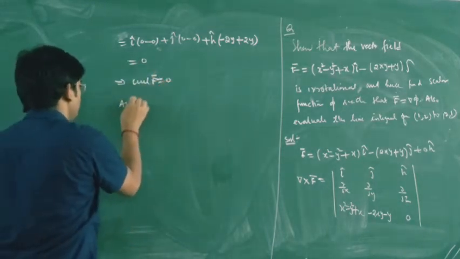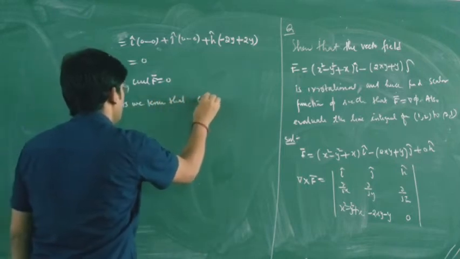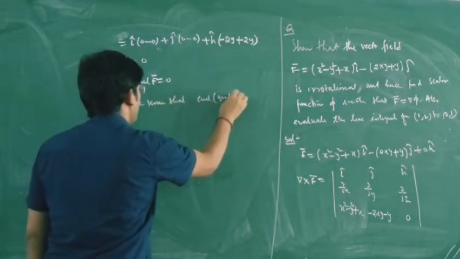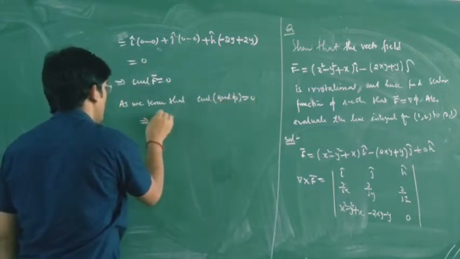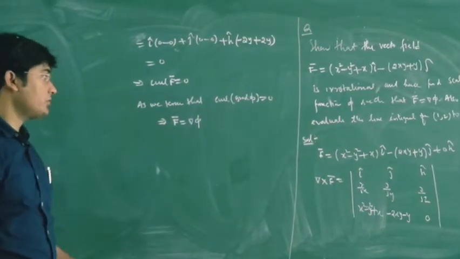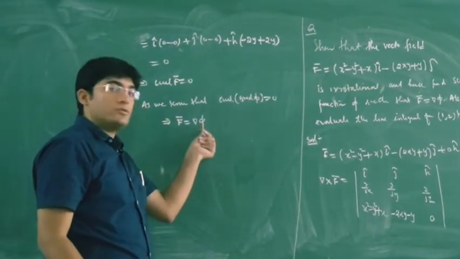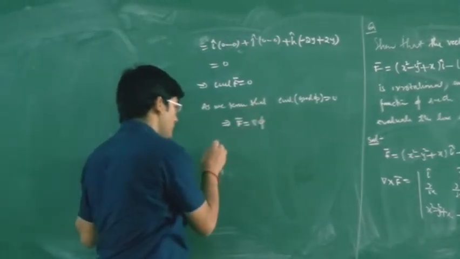As we know that curl of grad phi is equal to 0, that means we can write f equal to grad phi. So we can write f equal to grad phi. Now let us find out this phi.